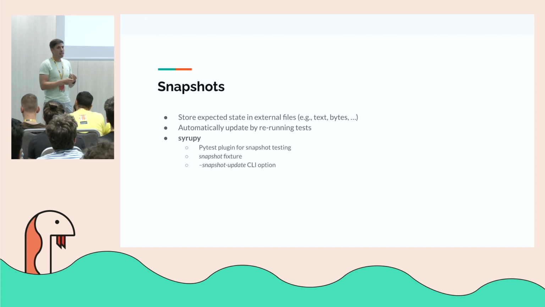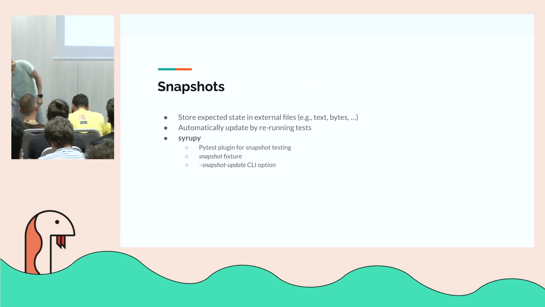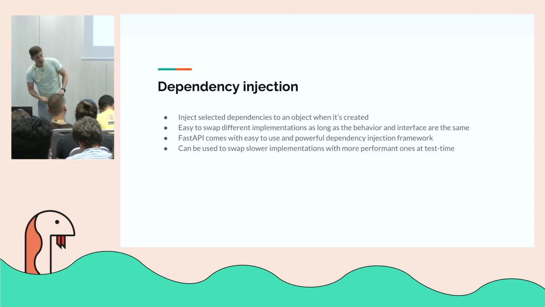It also provides snapshot fixtures, so we don't need to deal with reading these files and loading them and whatnot. So there is just a snapshot fixture, and we can just assert, for example, response.json equals snapshot. We'll take a look at the actual usage slightly later.